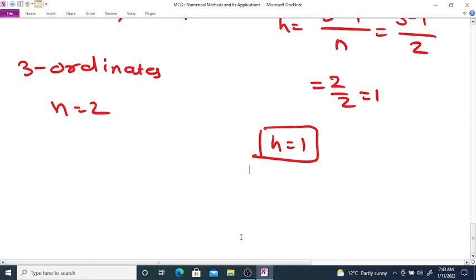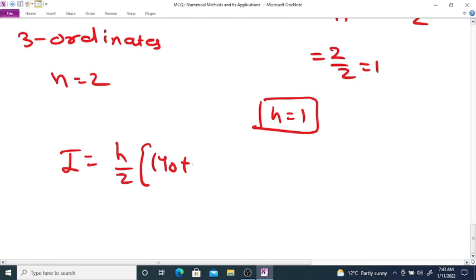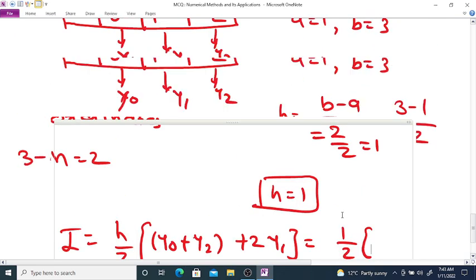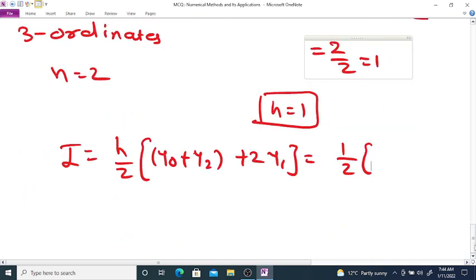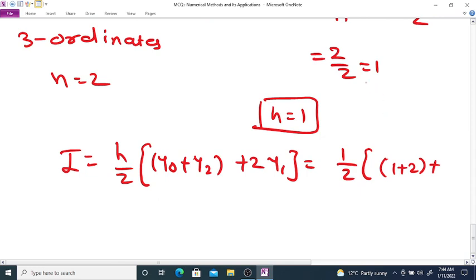Now the trapezoidal rule: the value of the integration I is equal to h by 2 times (y0 plus y2 plus 2 times y1). So if you put the values here, it is 1 by 2 times (y0 plus y2), where y0 plus y2 is 1 plus 2, plus 2 times y1, so it is 2 plus 2. So the answer is 3 plus, it is 5 by 2.